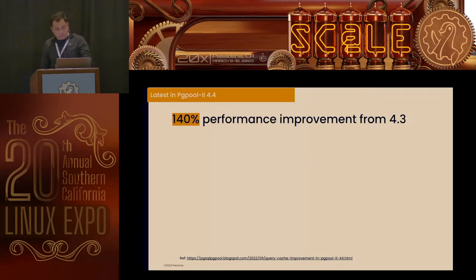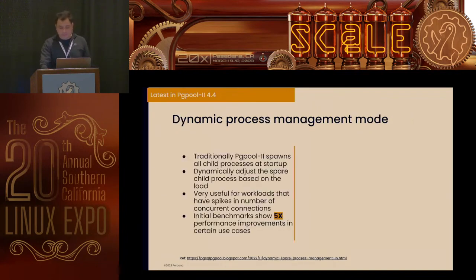And the yellow line at the bottom is without query cache. So you can see the query cache just gives you a huge performance boost. And this is with the dynamic process management. Again, like 500% improvement with a huge workload. And again, I haven't done this benchmark myself. I've given the link for the blog post of the person who did the benchmark.